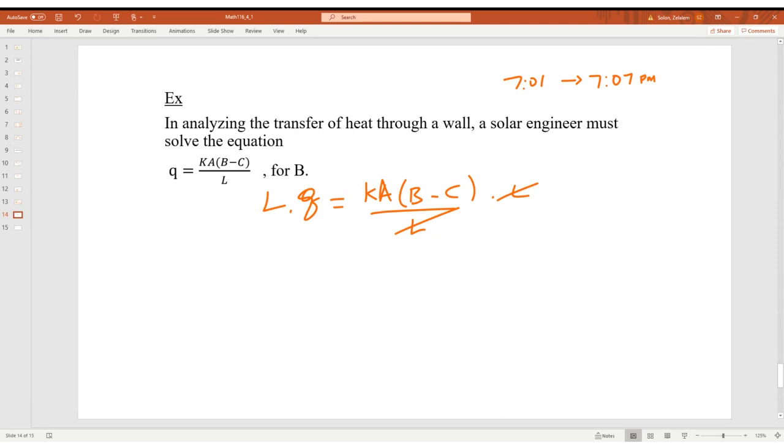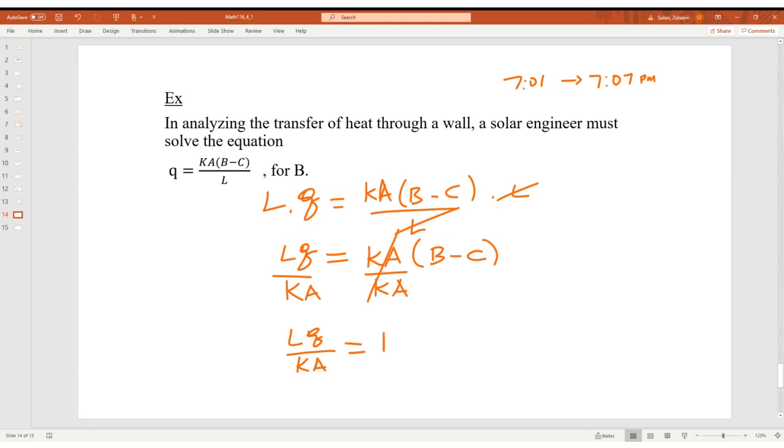So I have LQ equals KA times B minus C. I'm looking for B, but I see multiplication here by KA, so I have to get rid of that multiplication. So divide by KA, so that this will be cancelled out. So LQ over KA equals B minus C. Now we have a one step equation, which is subtraction of C. So I have to undo the subtraction, so I have to add C on both sides, plus C.